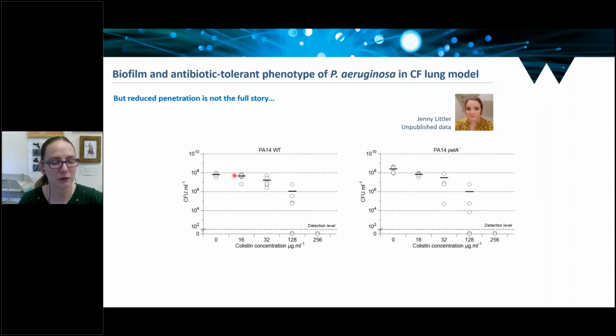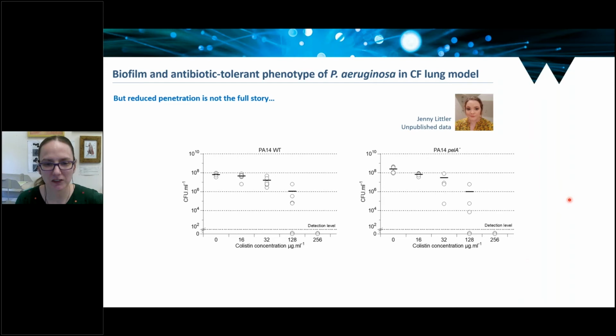And you can see its dose response as biofilms in the lung model to colistin is identical to the wild type. So we thought, fantastic, we've got this lovely assay for looking at drug penetration that could be really good in helping us discover new adjuvants that aid penetration, help us optimize dosing and find ways to add an adjuvant to colistin so you don't have to give patients so much and it's more effective. But then Jenny beautifully showed if we want to understand more about Pseudomonas biofilm in the lung model, reduced penetration is not the full story.